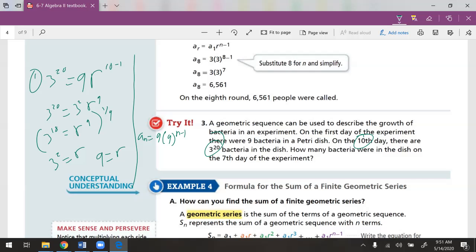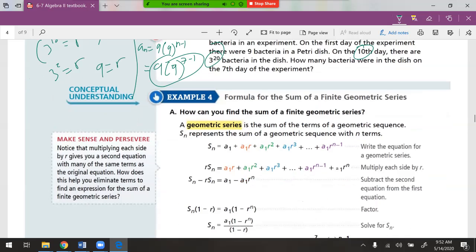And if I want to find out how much bacteria is in the 7th day, just plug in 7. 9 times 9 to the 7 minus 1. That's it. And then we can use Desmos to find the answer. That quick, that simple. But again, you need to have the first number and then another number after that by using that sequence.